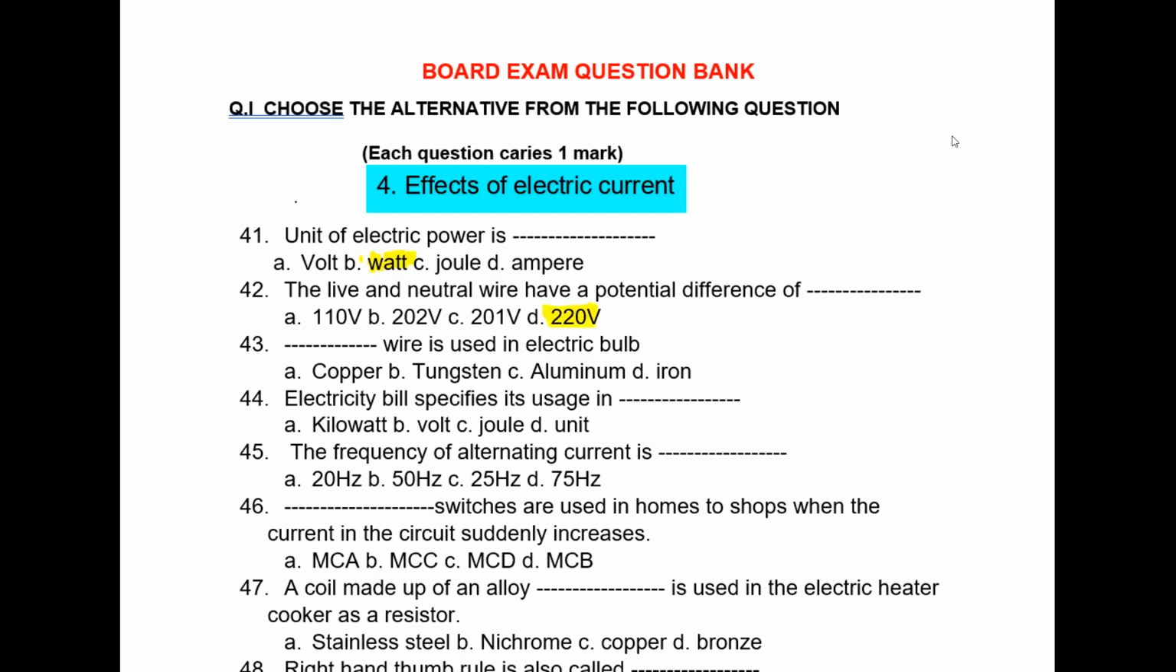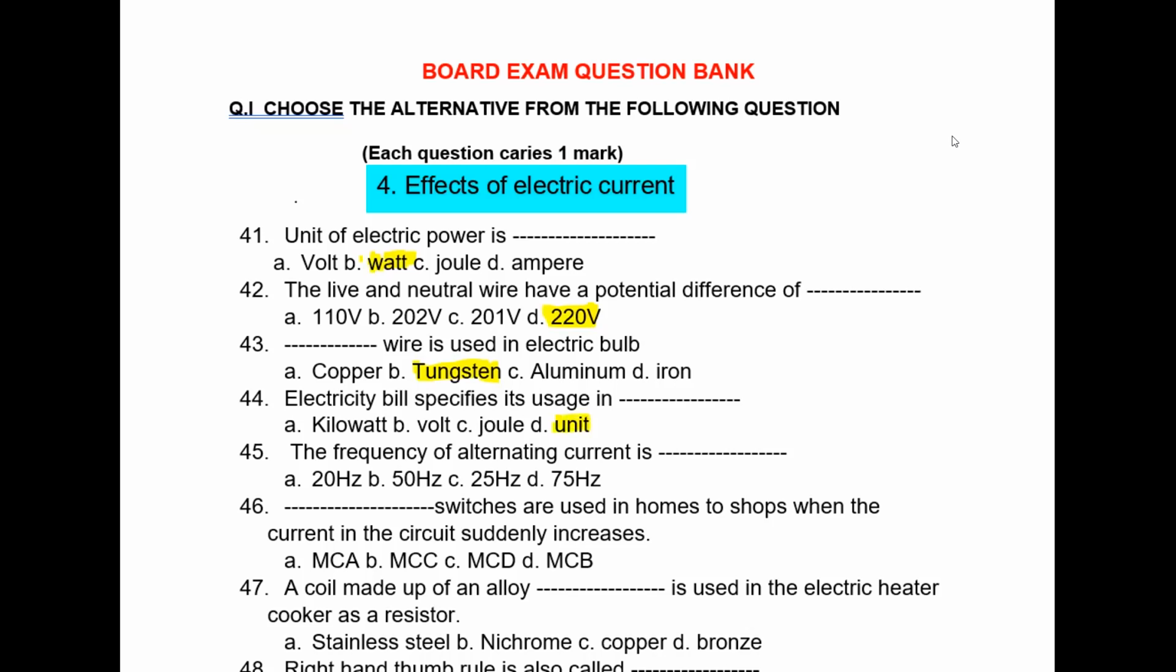Option D. Dash wire is used in electric bulb. Copper, tungsten, aluminium, iron. Tungsten wire is used in electric bulb. Option B is the correct answer. Next is electricity bill specifies its usage in dash. We know that in the electricity bill, electrical energy is measured in kilowatt hour. 1 kilowatt hour is 1 unit. Kilowatt, volt, joule, unit. So unit is the correct answer.